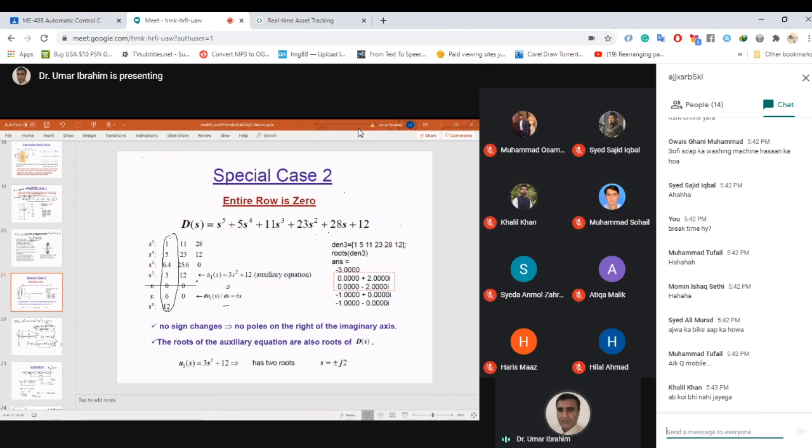Zeros, okay. So how many... now my question to you is, this is a fifth degree polynomial, so the number of closed loop poles, how many are there? Number of closed loop poles in the left hand plane, how many? Number of closed loop poles on the imaginary axis, how many? Number of closed loop poles in the right hand plane, how many?